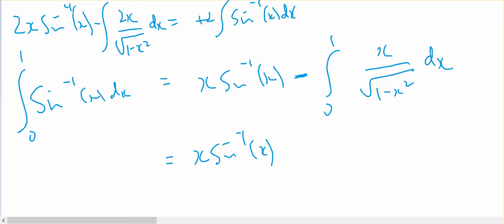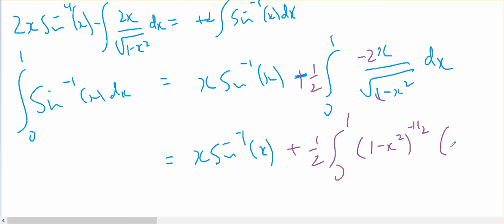Now, I would like to treat this as a u. The derivative of the bottom is minus 2x dx. So then that's going to become a plus, and that's going to become a half. So I've got plus a half, the integral from 0 to 1, of 1 minus x squared to the negative a half times minus 2x dx. And that's the derivative of the inside.